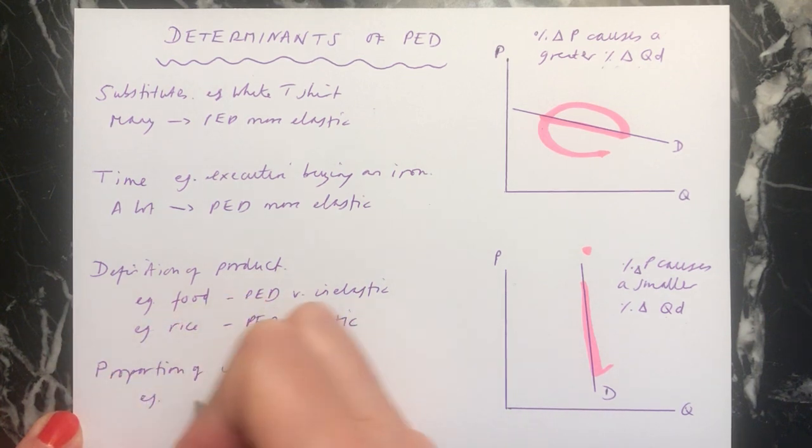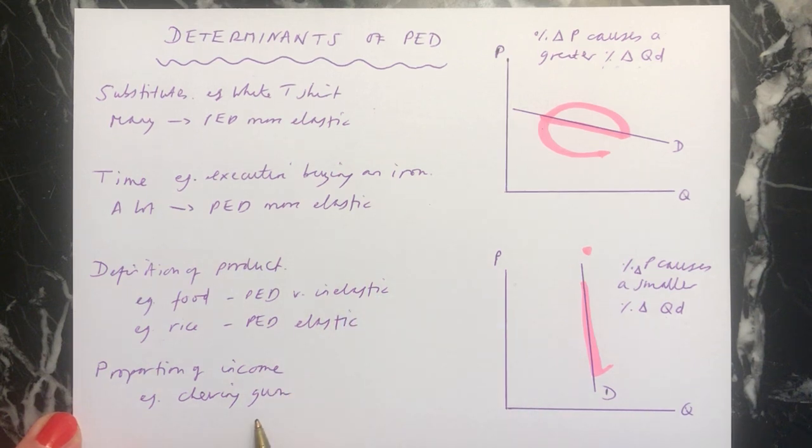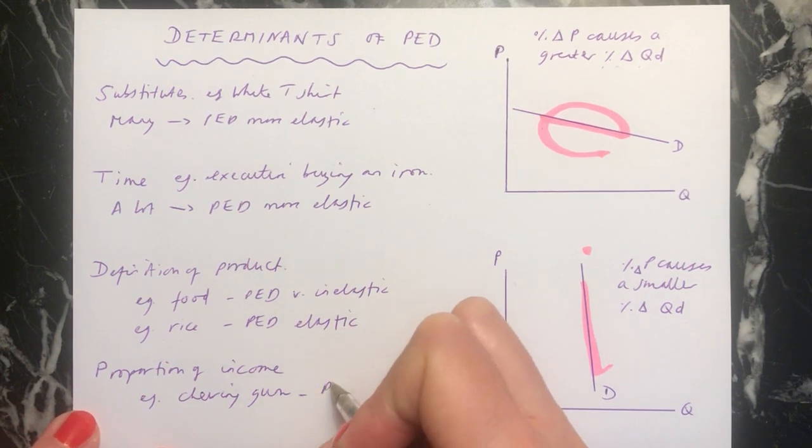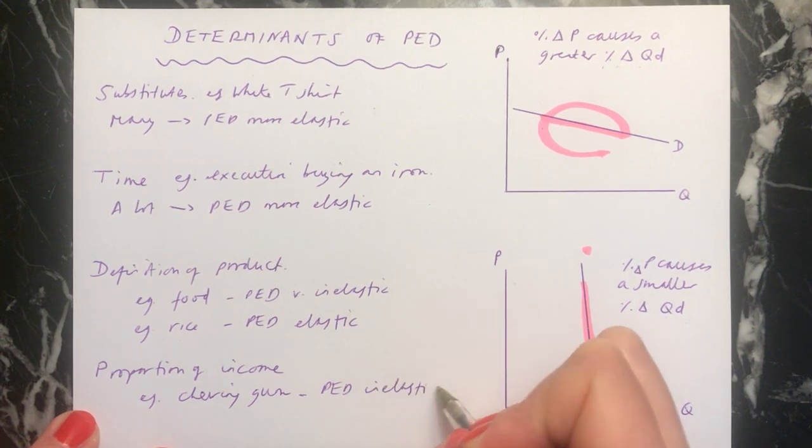So if we take an example of a packet of chewing gum. Chewing gum is very cheap, and therefore even for students, the percentage of your income that you're spending on the chewing gum would be very small. So even if the price goes up, you'll carry on buying it. So this would have a PED which would be more inelastic.